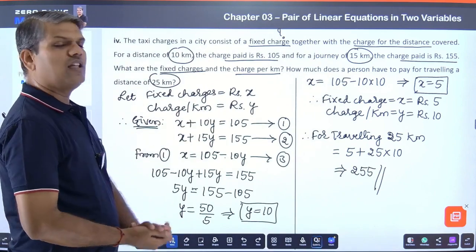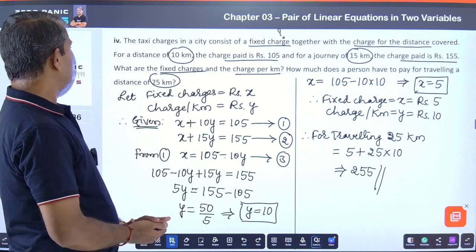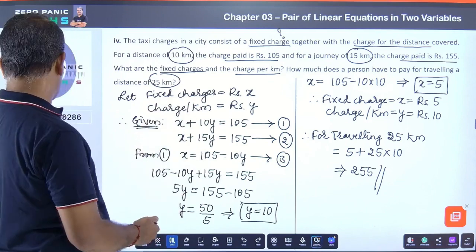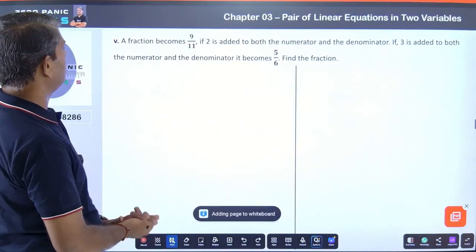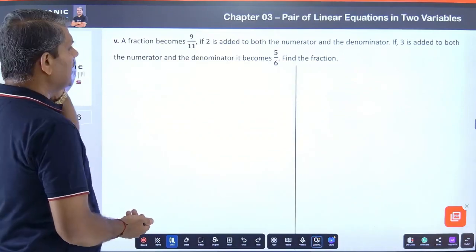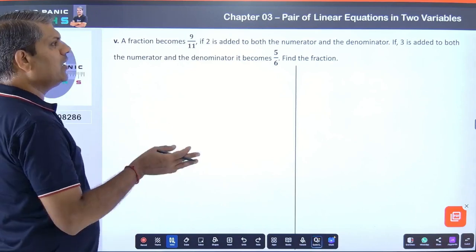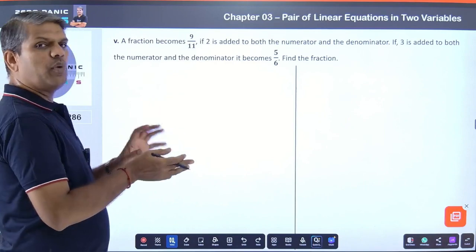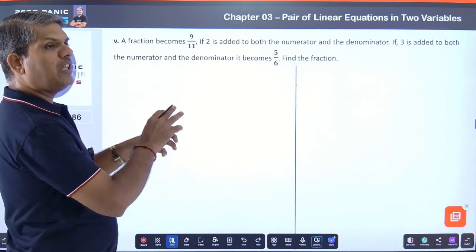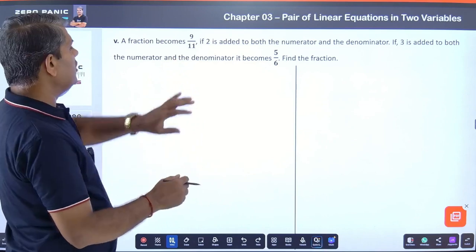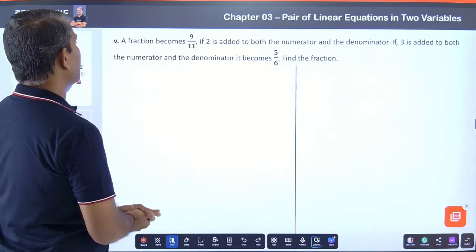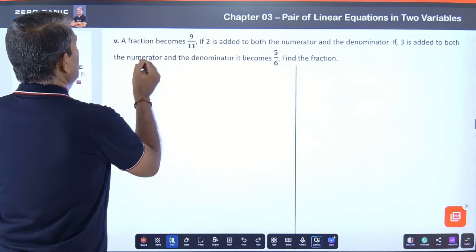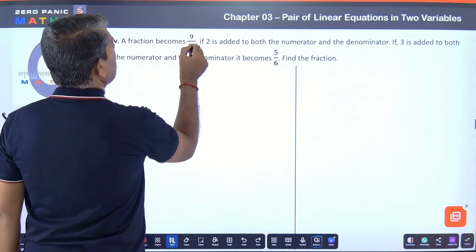So this is the solution for this problem. Okay, let us quickly move to the next problem. Next problem is a little bit different. Again, here also you have to form the equations, but after forming the equations and finding x and y, you have to represent one fraction. Remember this: the fraction becomes 9 by 11.